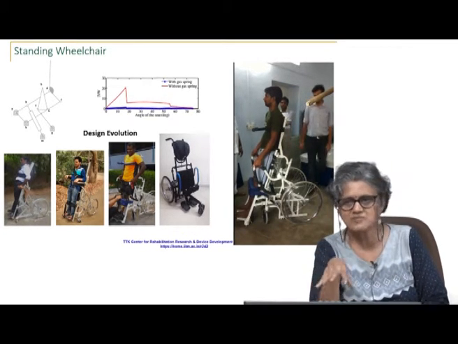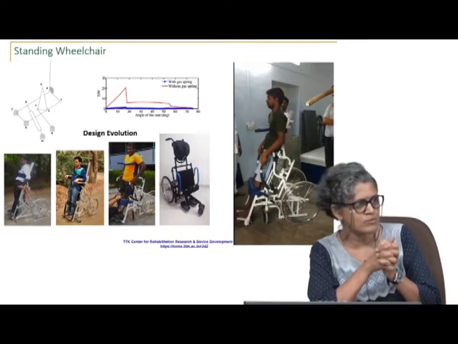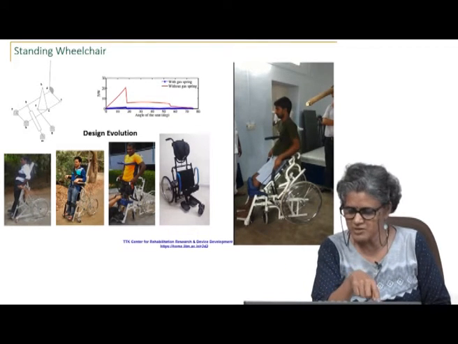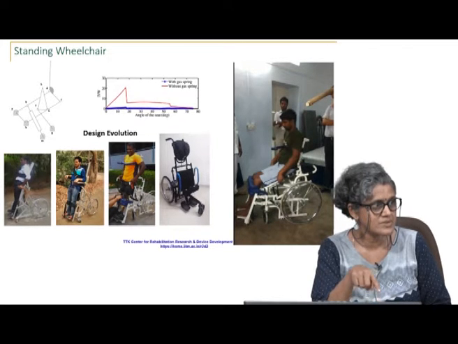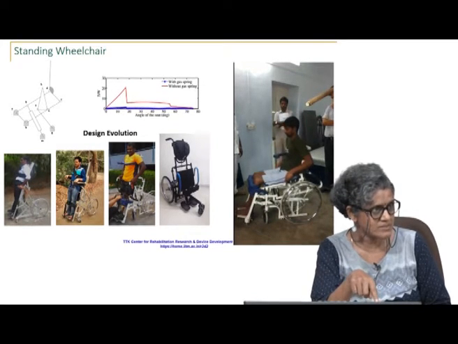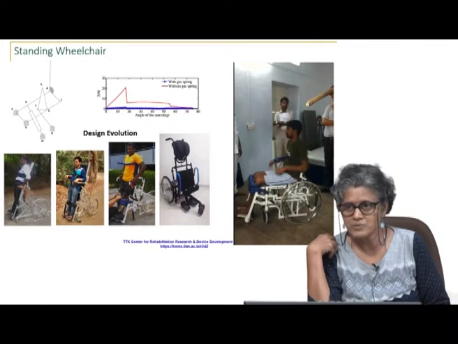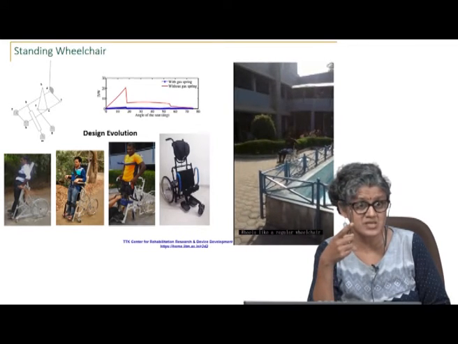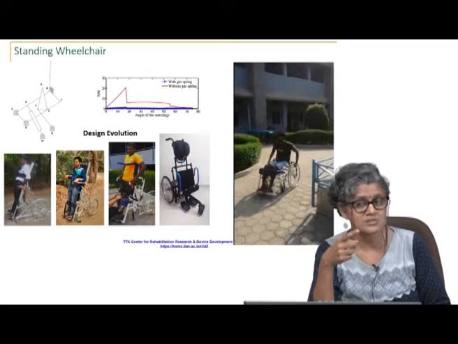The idea is, if it is part of the wheelchair, then they will use the standing feature more often. What is special about this design is it is completely mechanical. There is no motor here. They are using only their upper arm power to essentially lift themselves up to the standing position.